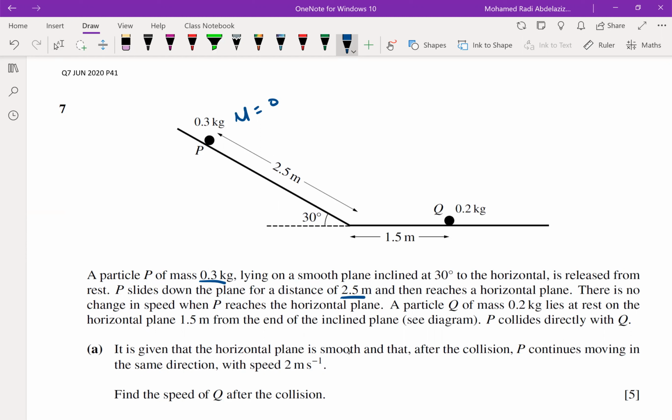There is no change in speed when P reaches the horizontal plane. This is given information, so you can use the end velocity on the inclined plane as the start velocity for the horizontal plane. There is no change in this velocity. A particle Q of mass 0.2 kilogram lies at rest, so velocity is equal to 0, on the plane 1.5 meters from the end of the inclined plane. P collides directly with Q. Let's start now by looking at part A.